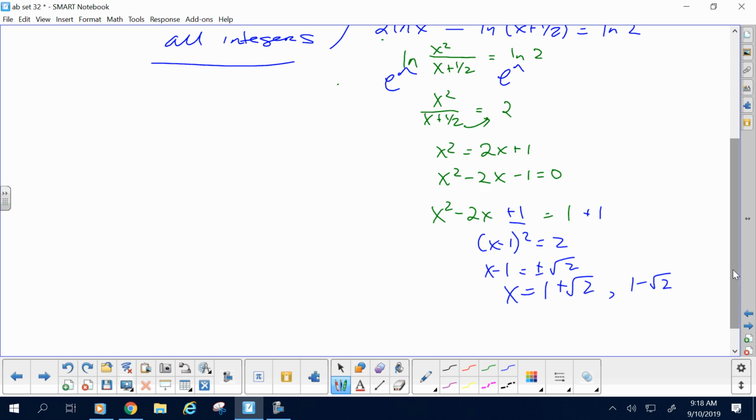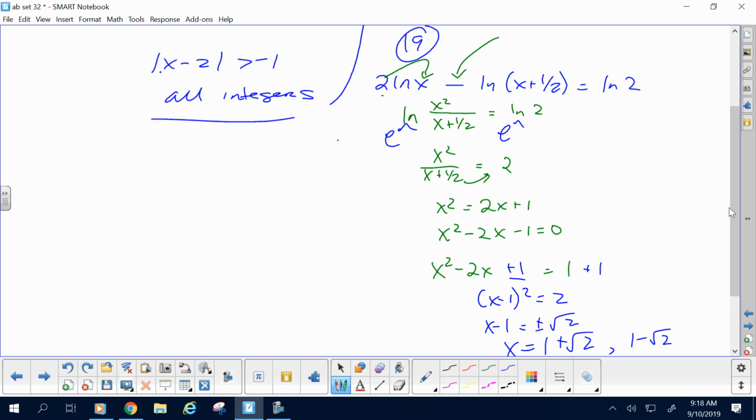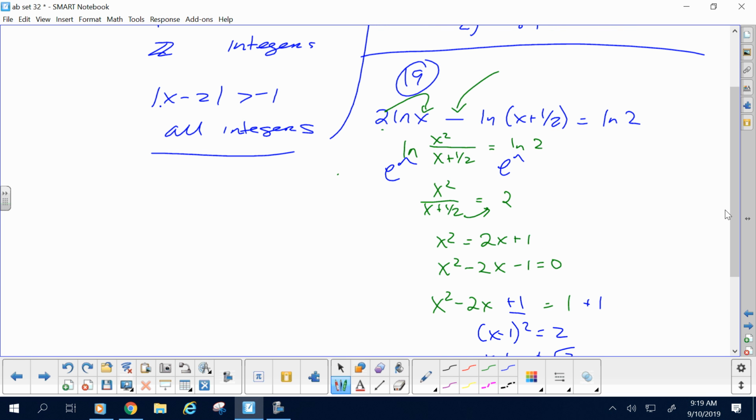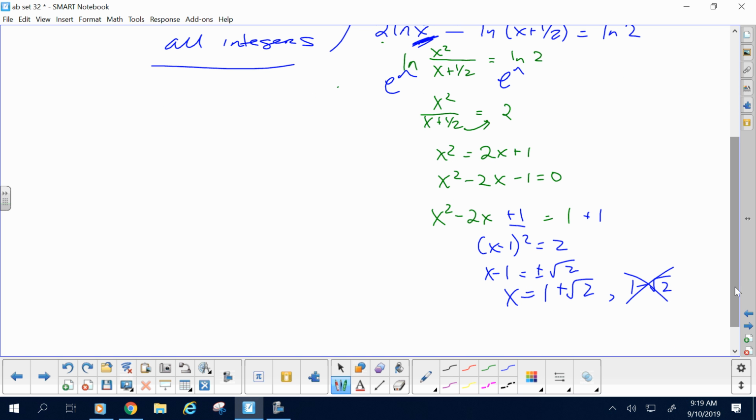Now let's check domain. 1 plus root 2. Would that be positive and therefore allowed in the original problem? Cool. What about 1 minus root 2, given that root 2 is about 1.4? Well, that would be negative. And negative in that space right there, no good. So this answer gets dumped, domain style. Only this one is satisfactory. Cool. Any other questions on set 31?